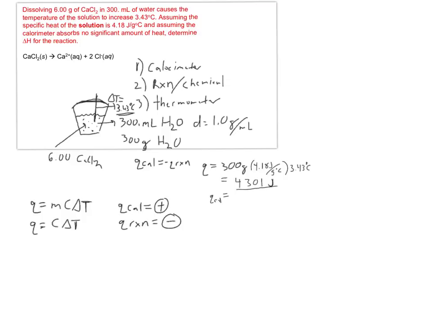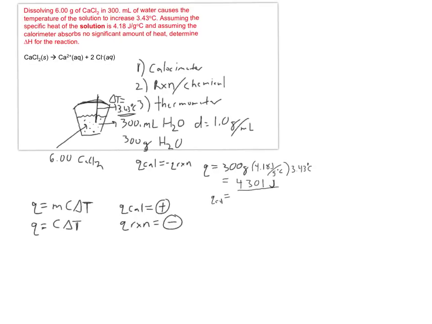Resized everything. So if Q of the calorimeter is 4,301 joules, that means Q of the reaction is negative that many joules, negative 4,301 joules. Equal magnitude, opposite in sign. Calorimeter was positive, the reaction's negative. But the question's asking for the enthalpy for the reaction.